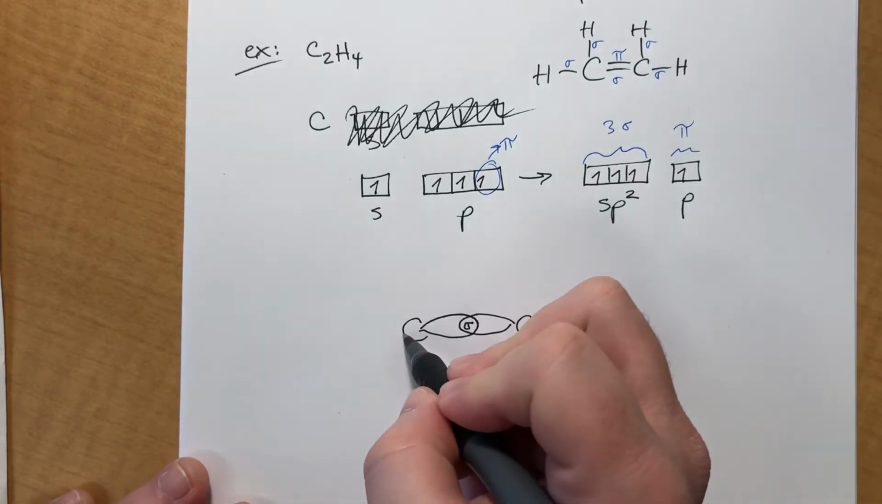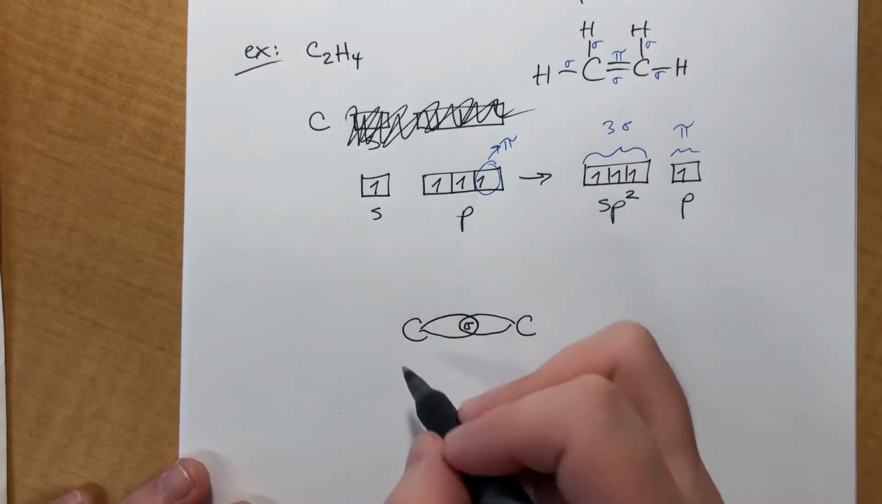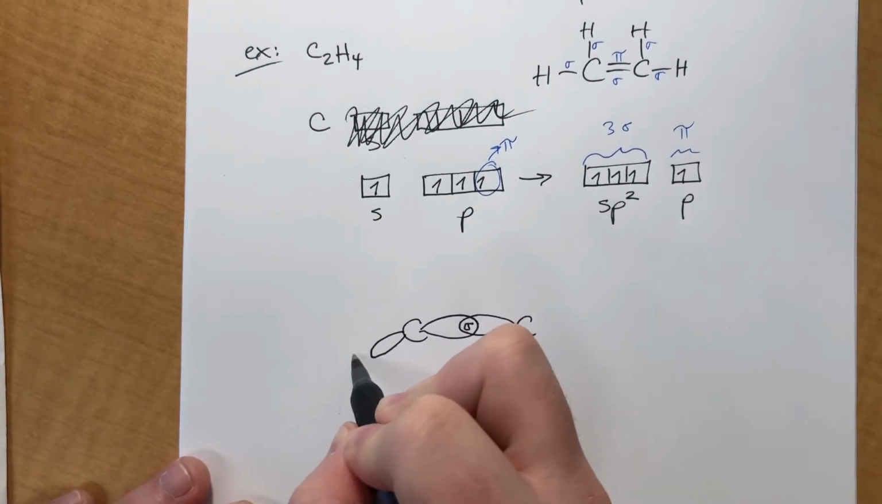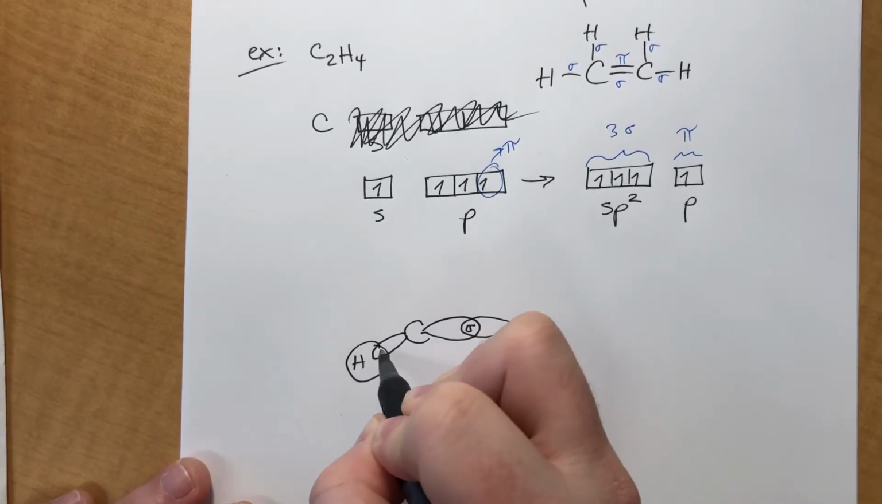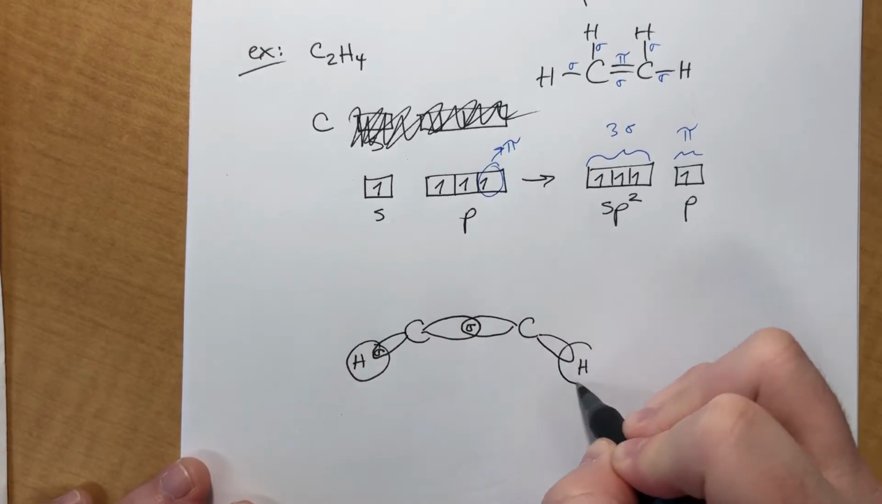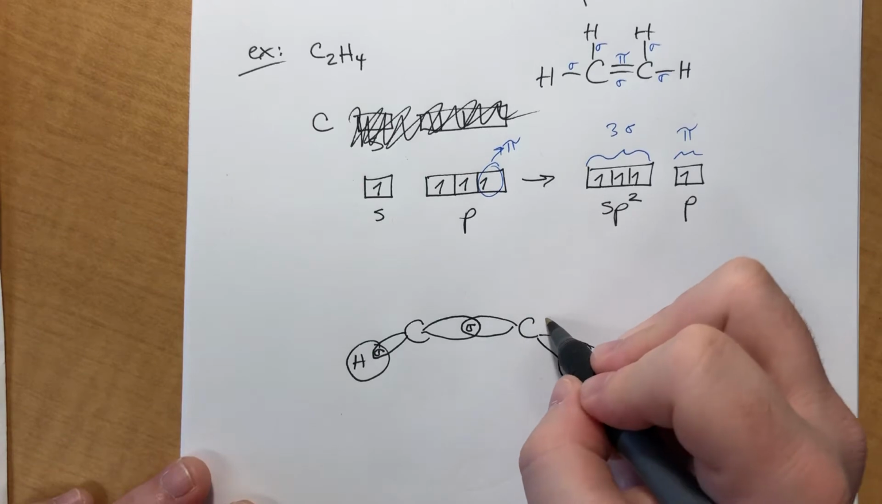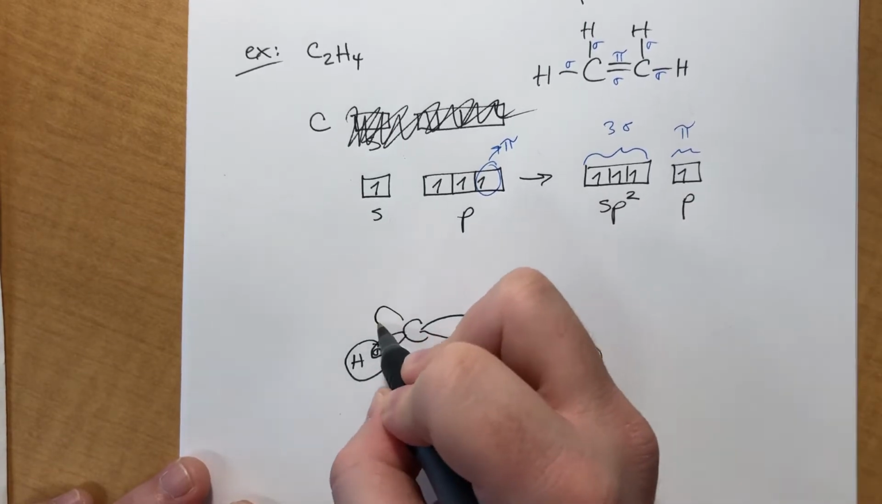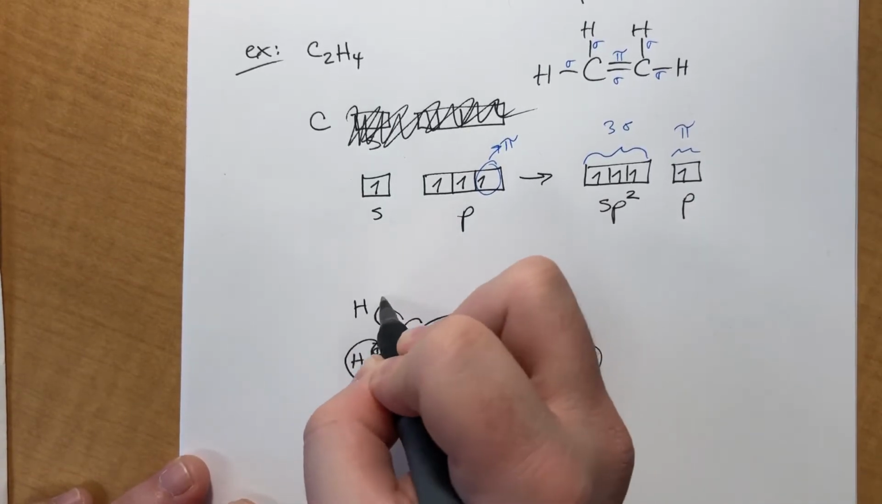Then we also have 1, it's kind of hard to draw wedges and dashes, but we have 1 coming out toward us. It's going to overlap with a hydrogen to form another sigma bond. Do the same thing on this side. And then we have 1 facing away from us with another hydrogen.